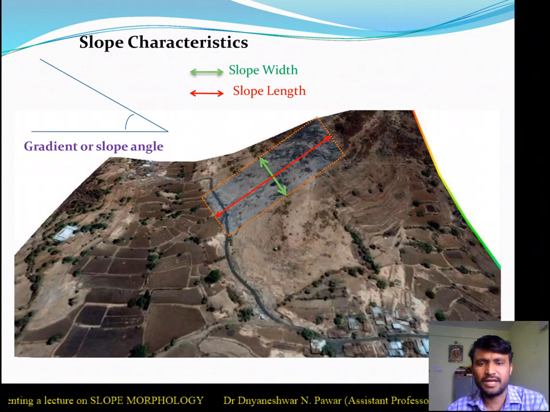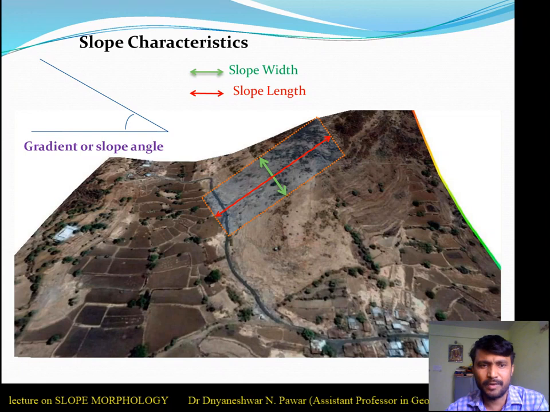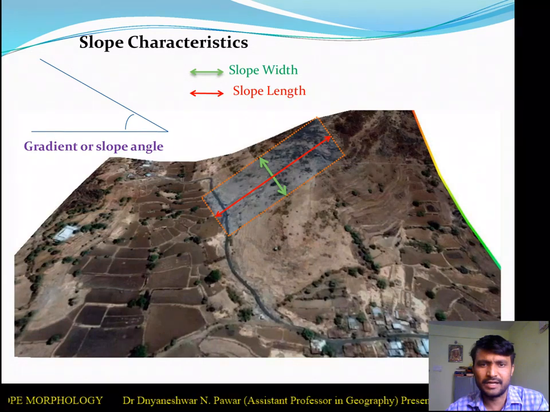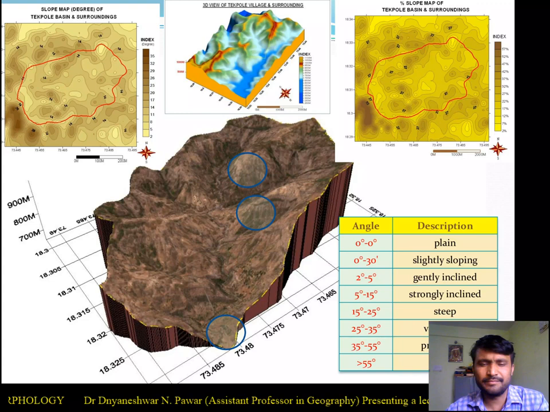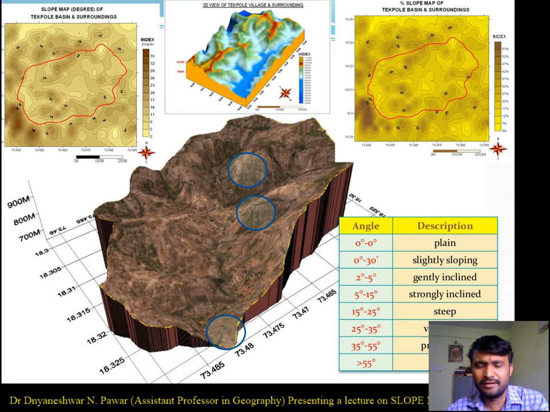Here this image and this terrain show slope characteristics. This is the slope angle, which also represents gradient, and this red line shows slope length, whereas this green line shows slope width. When we consider topography, the uneven topography shows high level peaks, whereas gentle slope land and steep slope land, and their description according to angle is given.